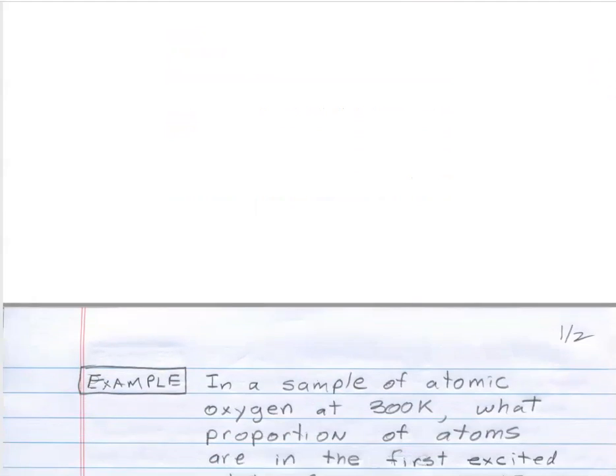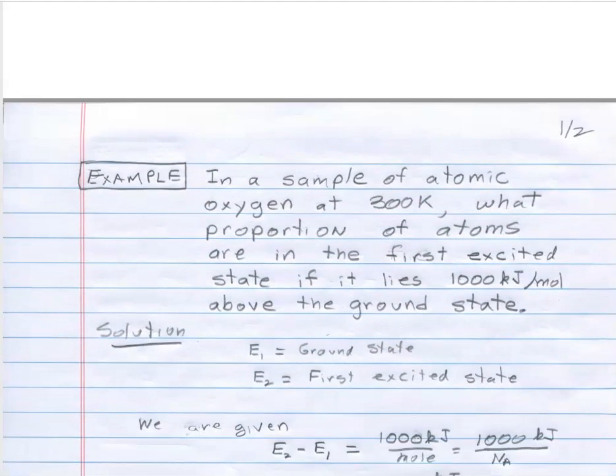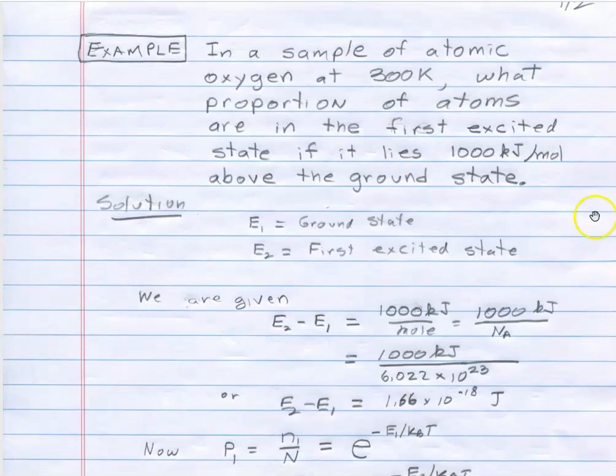Example problem 4. Here we're given that we have a sample of atomic oxygen. So atomic oxygen at 300 Kelvin. I'm not sure how you get that, but I'll leave that up to some bright chemist.